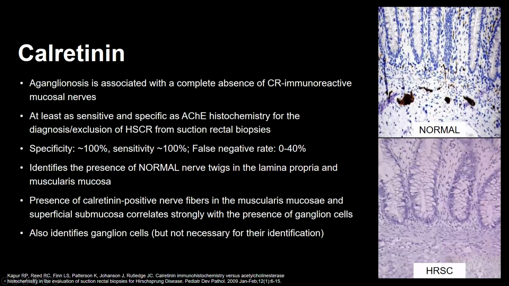Next is the calretinin stain, and aganglionosis here is associated with complete absence of calretinin immunoreactive mucosal nerves. So you can see up here, this is normal. Here are your glands in your mucosa, and you can see these nice long calretinin positive neurites or nerve fibers going up. And you can also see ganglion cells being highlighted by it, although this is not the purpose for which calretinin is performed. In the patient who has Hirschsprung disease, you can really appreciate that there are really no neurites. The only thing that usually stains in these patients with calretinin are sometimes mast cells, which are not pictured in this image.